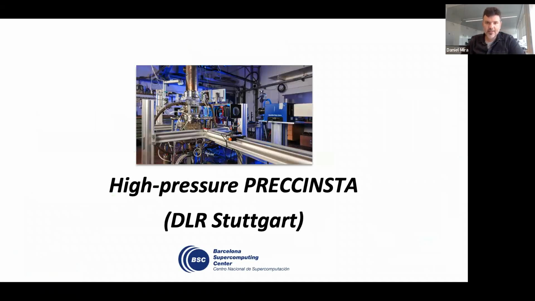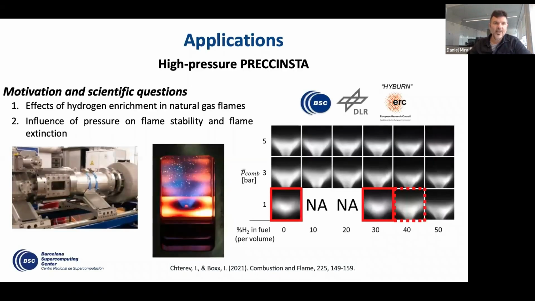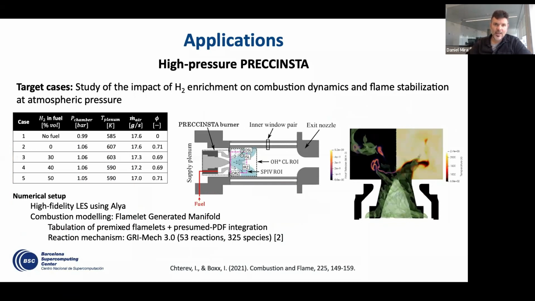So if we move to our third application, this is a collaboration that we started a few months ago with the DLR Stuttgart with Dr. Isaac Boxx about the prediction of the effect of the hydrogen enrichment into natural gas flames for aeronautical applications. For this, we've been looking into the experiments performed by Dr. Boxx and his group at DLR, and we have been mainly focused at the moment on the atmospheric pressure condition. Basically, in this investigation, we want to understand the effect of hydrogen enrichment on the flame stabilization for this particular burner.